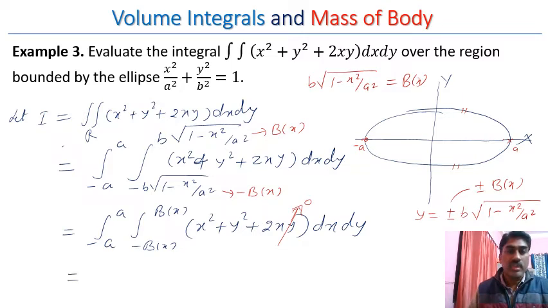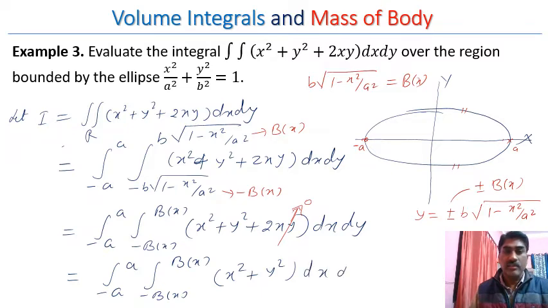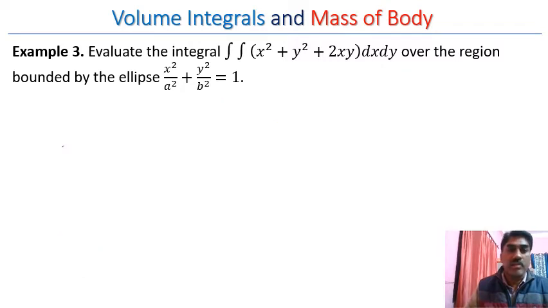So keep that in mind, why I have taken the integral of the last term equal to 0. The integral that remains with us is the integral from minus a to a, minus bx to bx, of x square plus y square dx dy. Let us first integrate the inner part. Let us take it I1. I1 is equal to the integral from minus bx to bx of x square plus y square with respect to y.